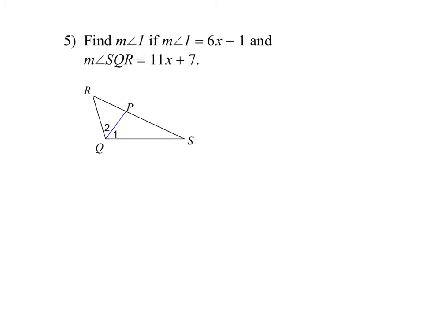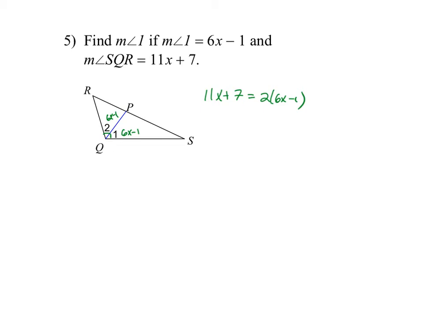In this one I have angle SQR. This complete angle is 11x plus 7, and this angle is 6x minus 1. So that means 2 times (6x minus 1) equals 11x plus 7. Why 2 times? Because you have 6x minus 1 here, and you also have 6x minus 1 over here, since angle 1 and angle 2 are congruent.